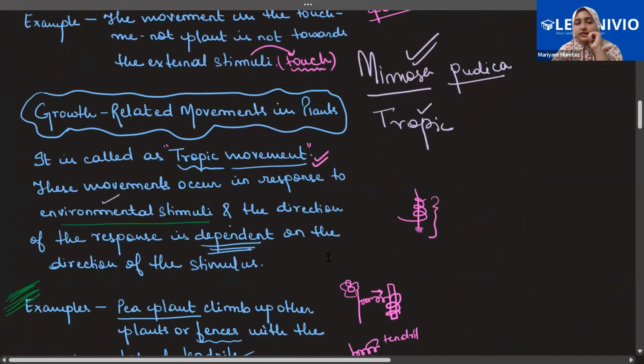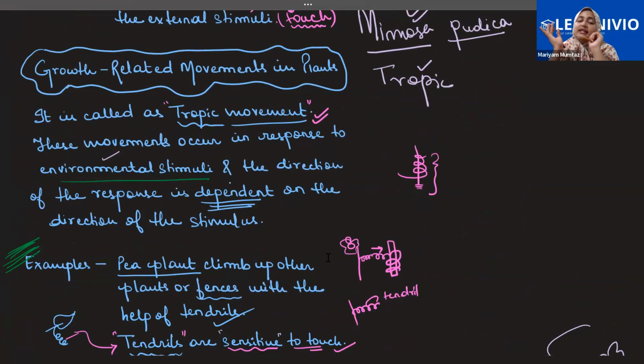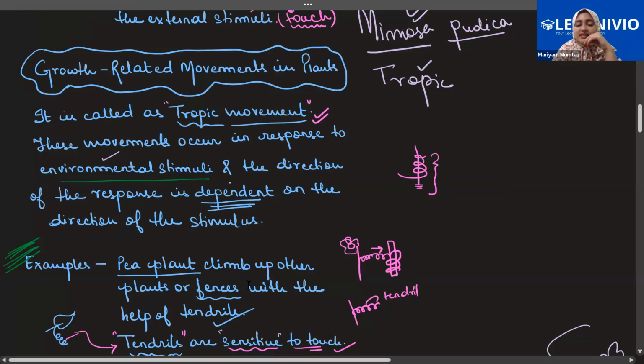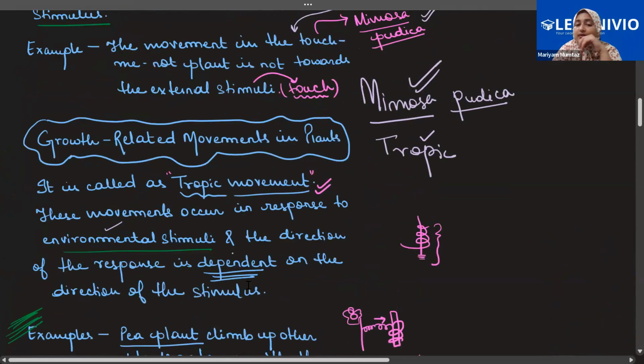Now moving forward, we'll be talking about the growth related movement. Now these are the movements that are actually dependent on the direction of stimulus. Just like how independent movements were those that were not dependent on the direction of the stimulus, now these are dependent on the direction of the stimulus. So here the best example is of the pea plant. Now have you people ever heard about climbers?